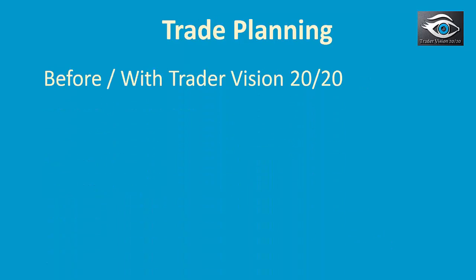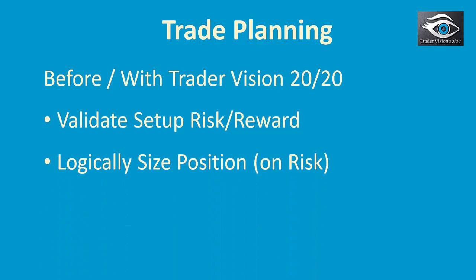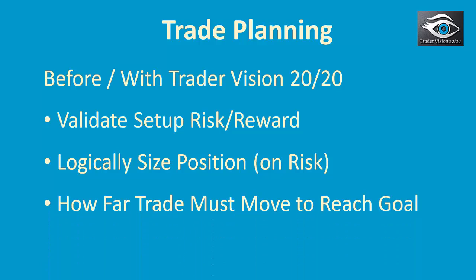With trade planning, did you have a way to validate the setup on risk and reward? Because we've all had trades that look great on the chart. However, when we run the numbers, the actual risk reward does not come out as nice as we had hoped. It was somewhat of a chart optical illusion. Did you have a way to logically size your position so that you can manage the amount of risk that you're taking? Did you know how far every trade needed to move in order to reach your goal and stay on track towards longer-term financial objectives?